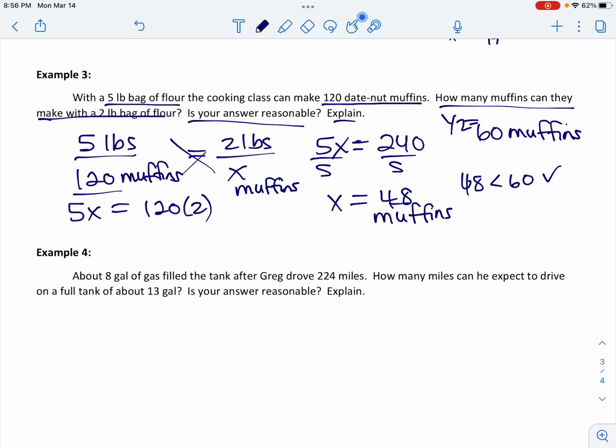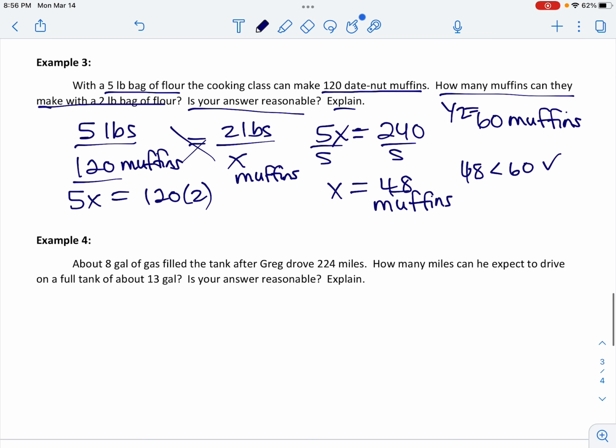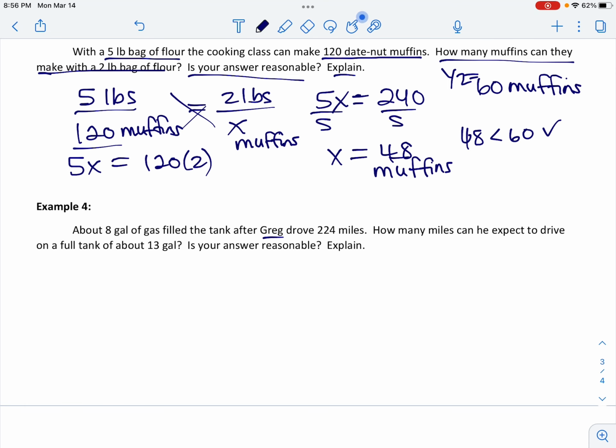All right, example 4, last one, we're almost done. About 8 gallons of gas filled the tank after Greg drove 224 miles. How many miles can he expect to drive on a full tank of gas at about 13 gallons? Is your answer reasonable? Explain.